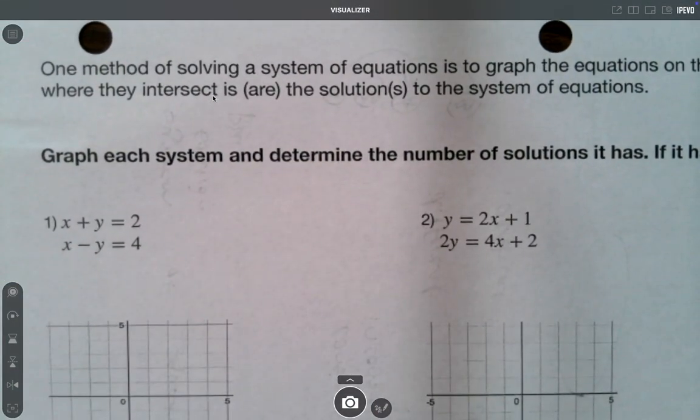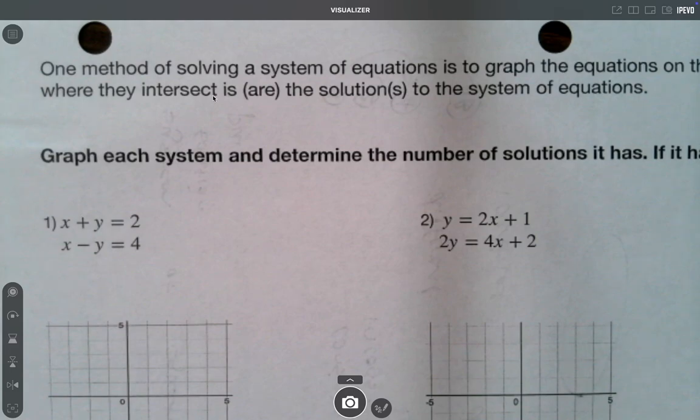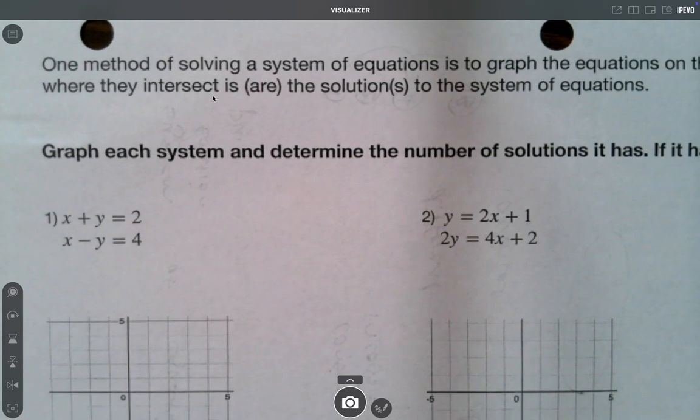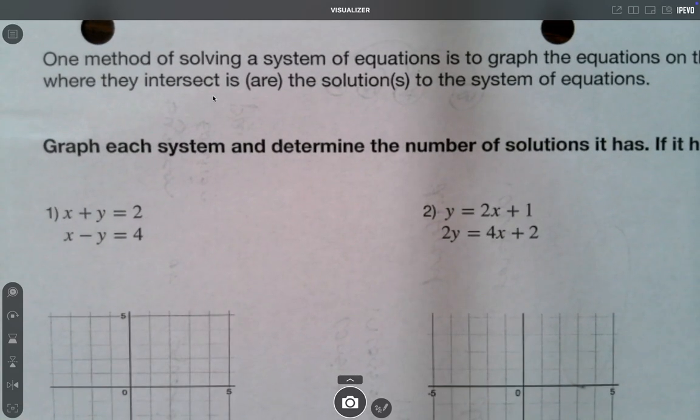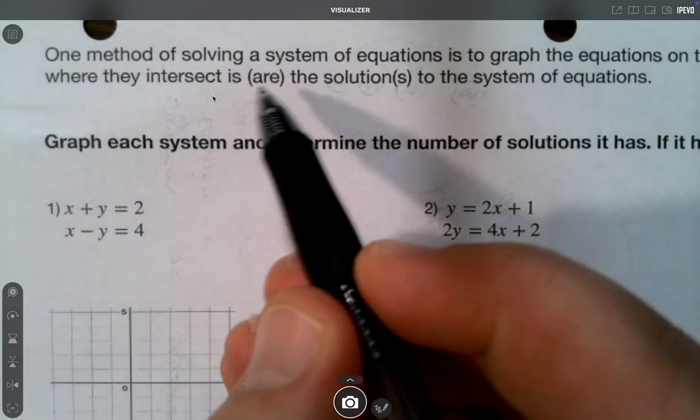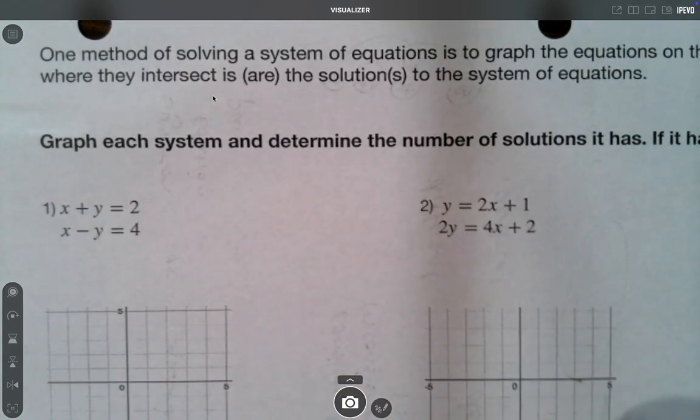Okay, so one method of solving a system of equations is to graph the equations on the same coordinate plane. The point where they intersect is the solution to the system. Or it could be infinitely many solutions, because if it's infinite, then there's more than one.